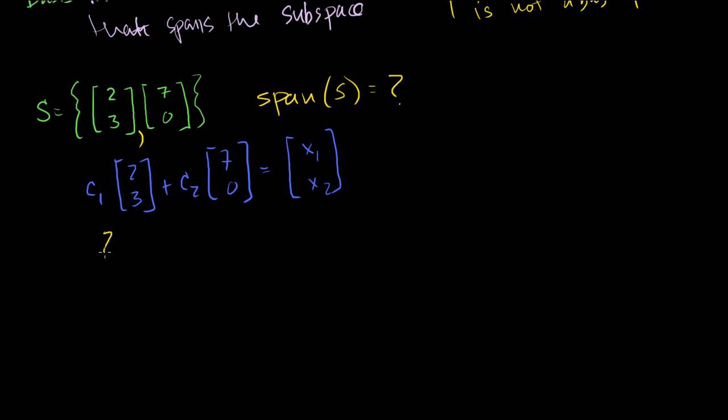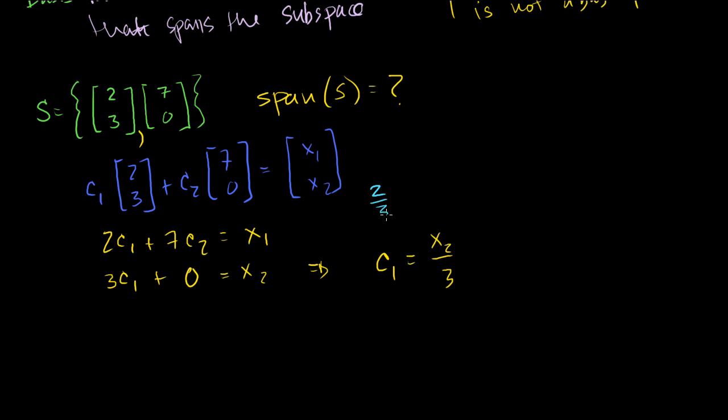So we get 2c1 plus 7c2 is equal to x1. And then we get 3c1 plus 0c2 is equal to x2. If we take this second equation and divide both sides by 3, we get c1 is equal to x2 over 3. Then if we substitute c1 back into the first equation, we get 2 times x2 over 3, which is 2/3 x2, plus 7c2 is equal to x1.